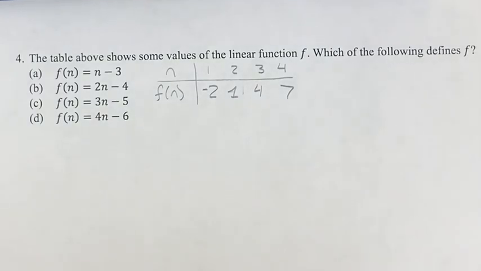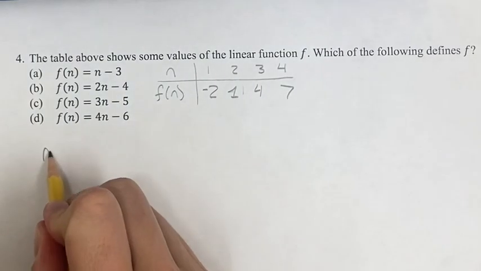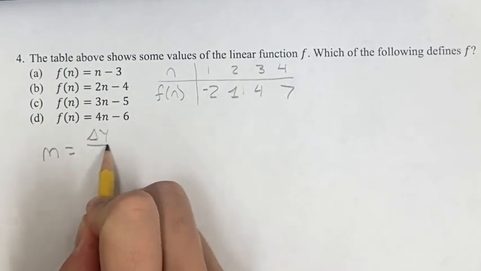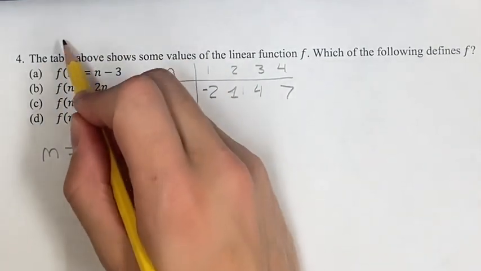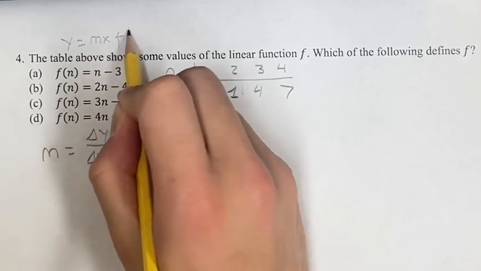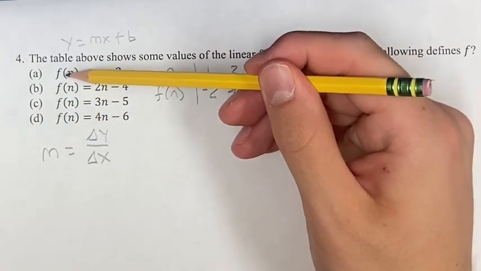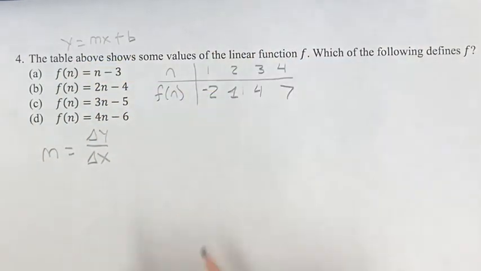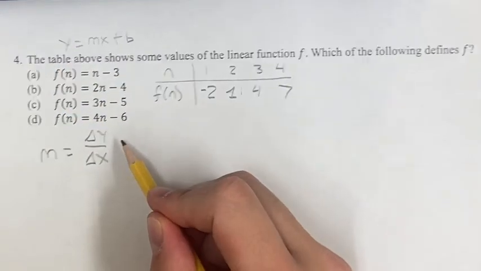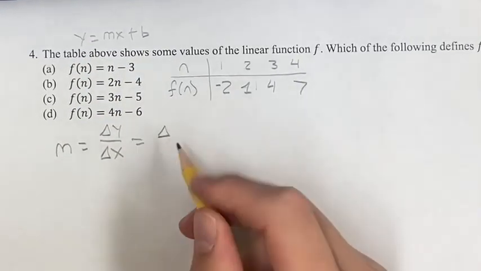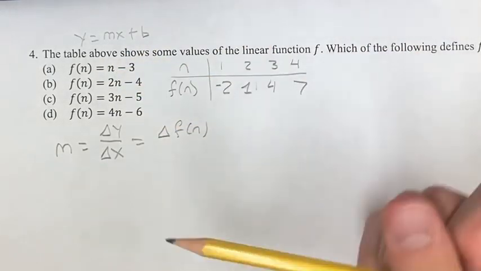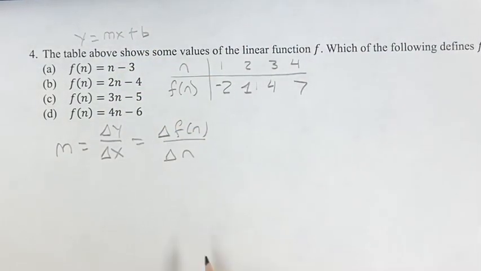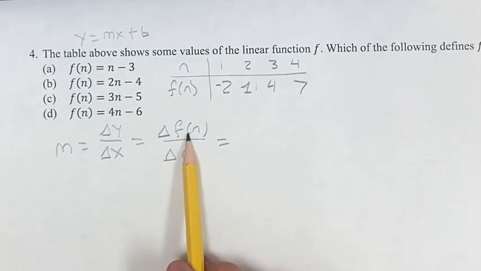So how do you find the slope? Well, the typical way is we have delta y over delta x. But in this case, if you think of this as y equals mx plus b, right, f of n is in place of y. So we're actually going to be looking for the change in f of n. And then instead of x, we have n, so it's going to be over the change in n. So we want to check the change in f of n.